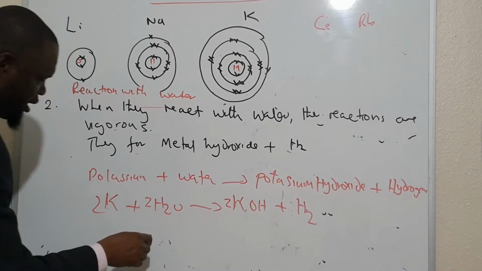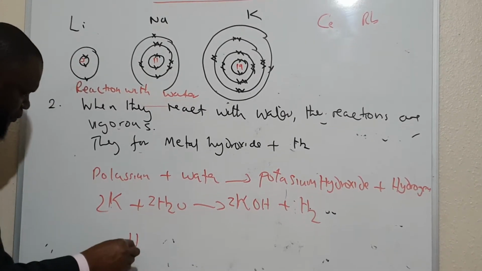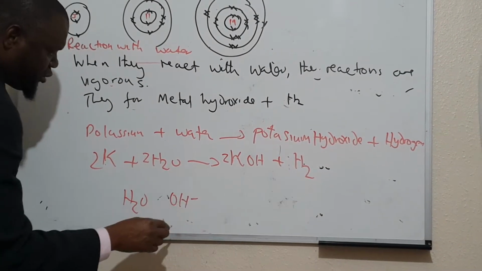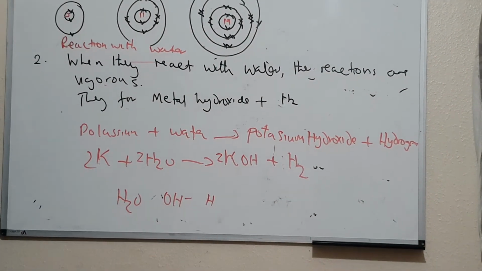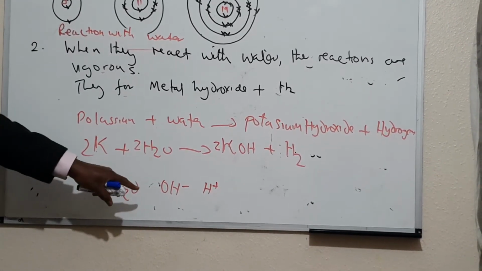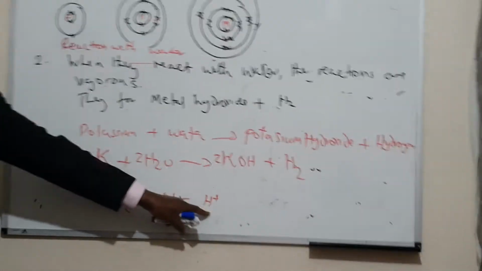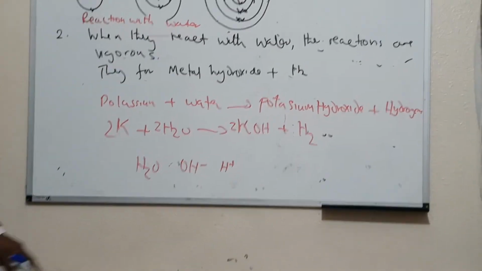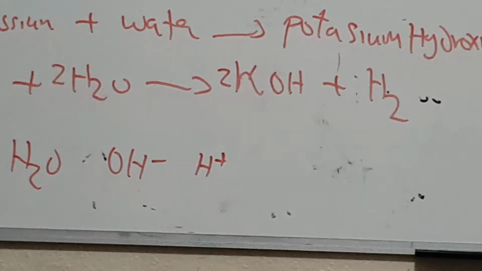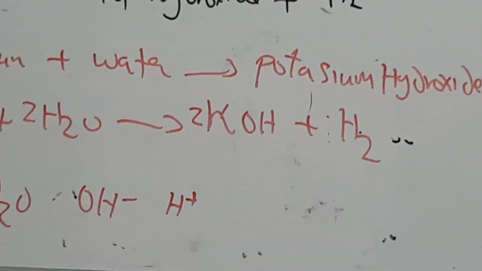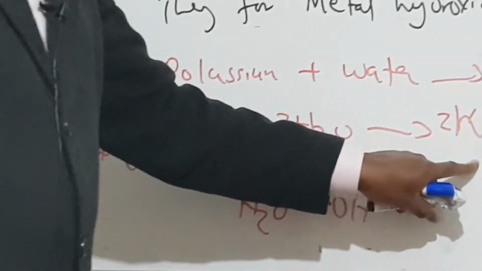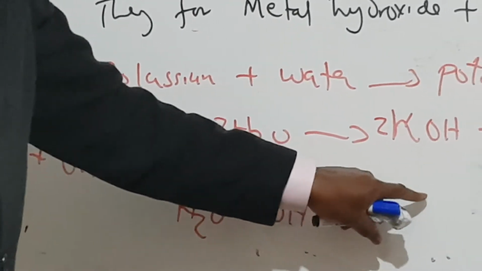Because remember, H2O is a hydroxide ion plus a hydrogen ion in it. So K plus reacts with the hydroxide ion. That's why you have potassium hydroxide. And this is a very important compound in the lab.